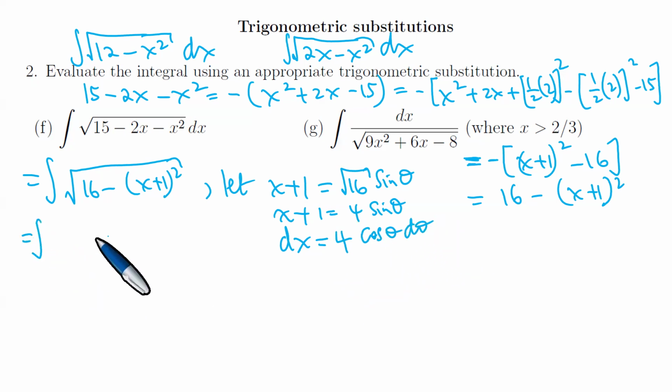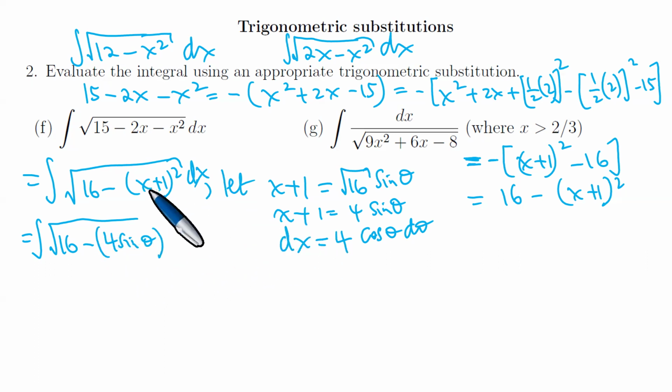So you come here and you get the integral of the square root of 16 minus (x plus 1) squared. The x plus 1 is 4 sine theta, so you put 4 sine theta, and then you square it, because it's x plus 1 squared. What is dx? It's 4 cosine theta d theta.